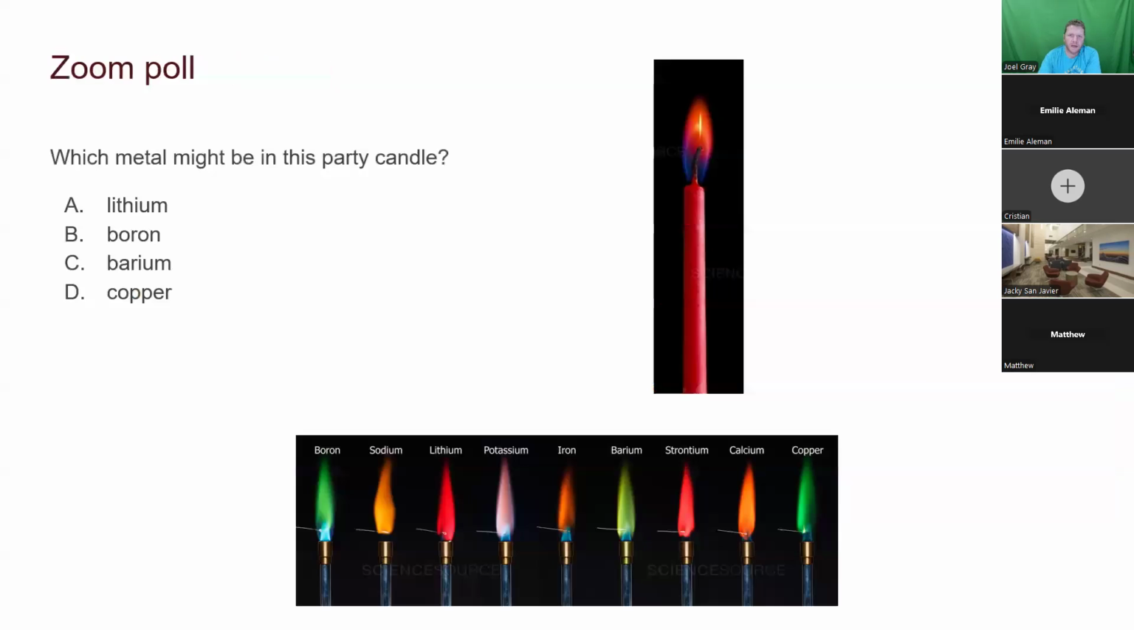Now, with that in mind, let's go ahead and try to deduce what this is. So I'm going to launch a poll here. Which metal might be in this party candle? Go ahead, I'm going to launch my poll. Look at this in comparison to the others.